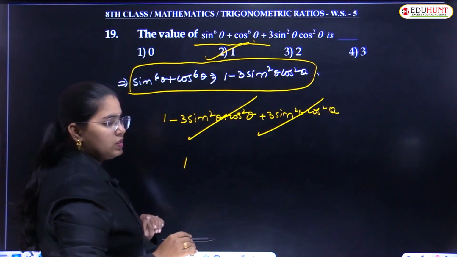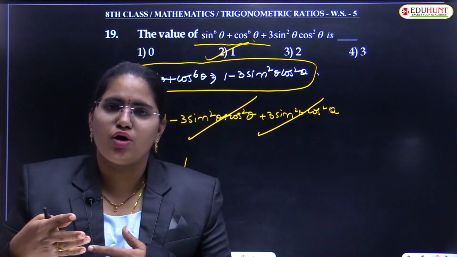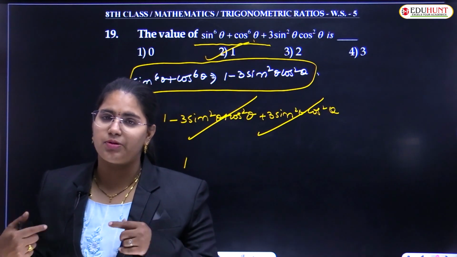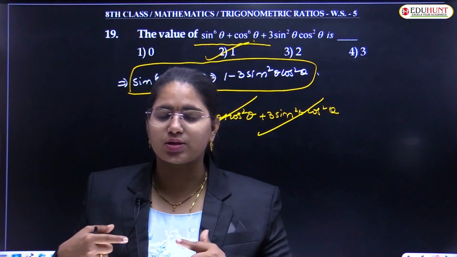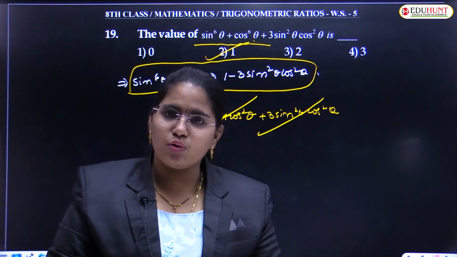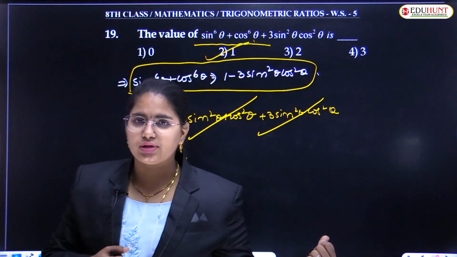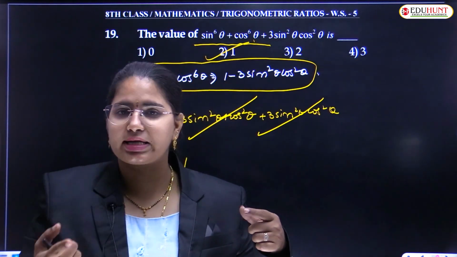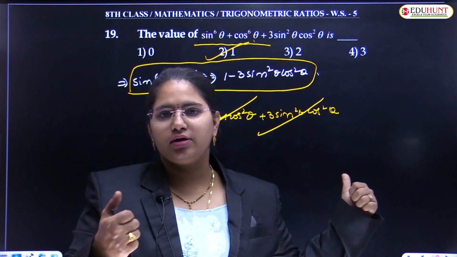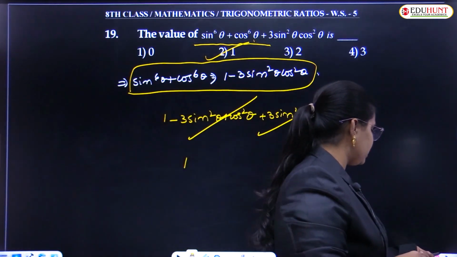Answer is the second option. So you just go through the expansion of sin to the power of 6x plus cos to the power of 6x, whose value is 1 minus 3 sin square x cos square x. How did we get that? By using the expansion of a cube plus b cube. You just go through that problem once, learn the expansion and then come to this. Done? Yes? So if you are done with this, we'll get back to the next question.